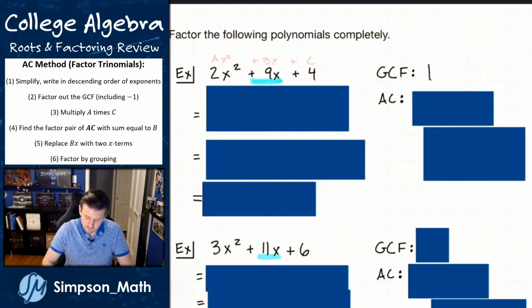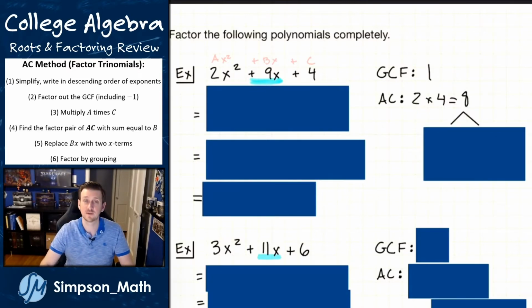All right, step 3, multiply a times c. And just to be clear, I wrote up above ax squared plus bx plus c, so you're again clear about how that's defined. So a is that 2, c is the 4, so I'm going to multiply a times c, and I get 8. Notably, it's also a positive 8. So I'm going to do 2 times 4 and I get 8.